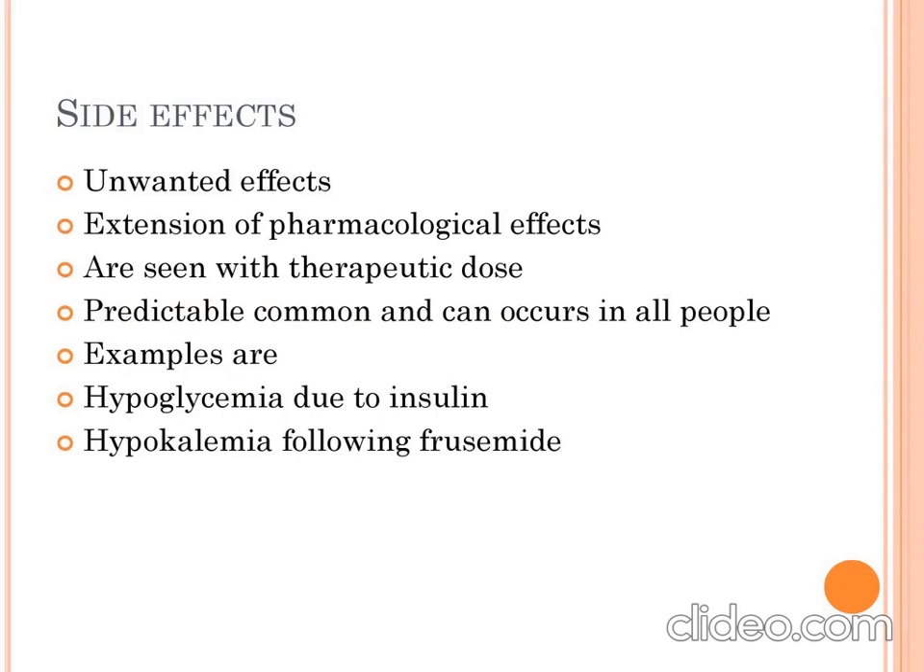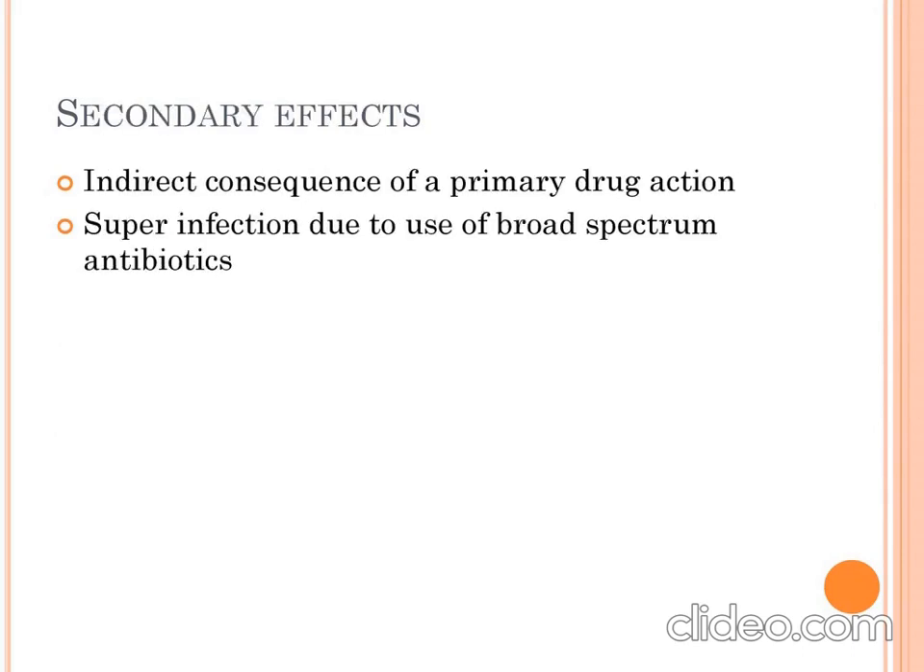Now we will study about side effect. Side effects are unwanted effects. They are an extension of the pharmacological effect. They are seen usually at the therapeutic dose, so we call it a side effect. They are predictable, common, and can occur in all people. Examples of side effects are hypoglycemia due to insulin, hypokalemia following furosemide, hypocalcemia with loop diuretics, and hypotension with alpha blocker. So these are the examples of side effect.